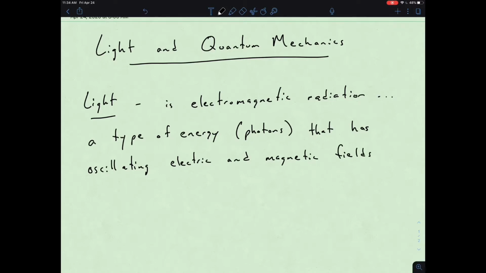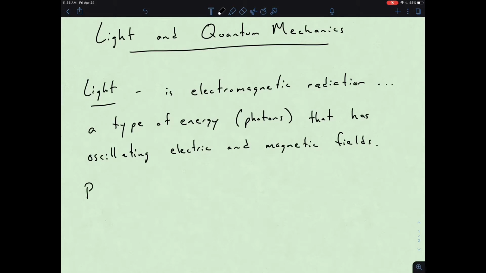As from the sound of that, you can think, oh my gosh, this is really confusing, right? And this is something that Einstein played around with, the idea of photons and light and these packets of energy. So if Einstein's grappling with this, I'm sure it's a tough topic, right? But that's the idea that we have light. It's electromagnetic radiation. It's a type of energy. And it has these oscillating fields.